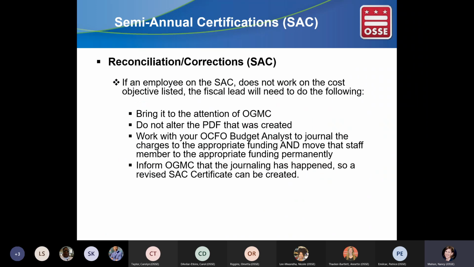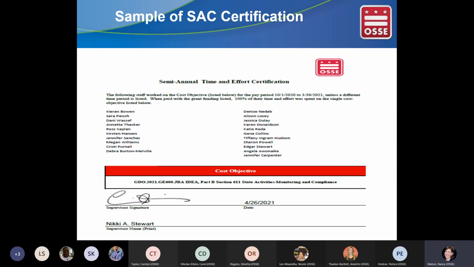So reconciliations or corrections on the SAC: if an employee on the SAC does not work on the cost objective that is listed, the fiscal lead will need to do the following. They have to bring it to the attention of OGMC. We're asking that they do not alter the PDF that was created, because that is a document that we have created based on how you were paid. So we need to make sure we get everything corrected before we alter that PDF.